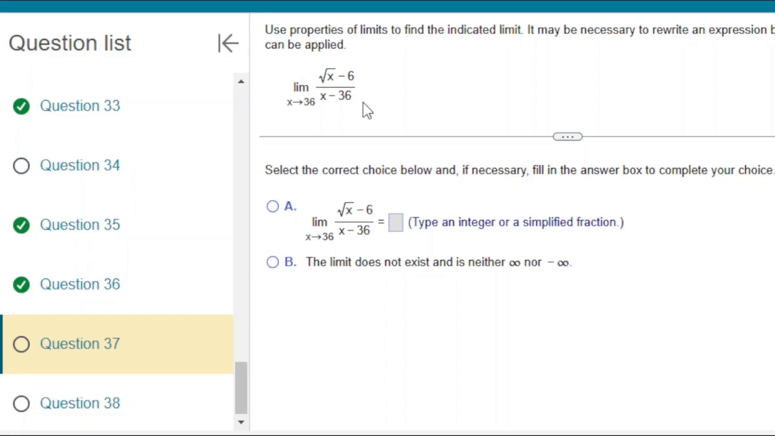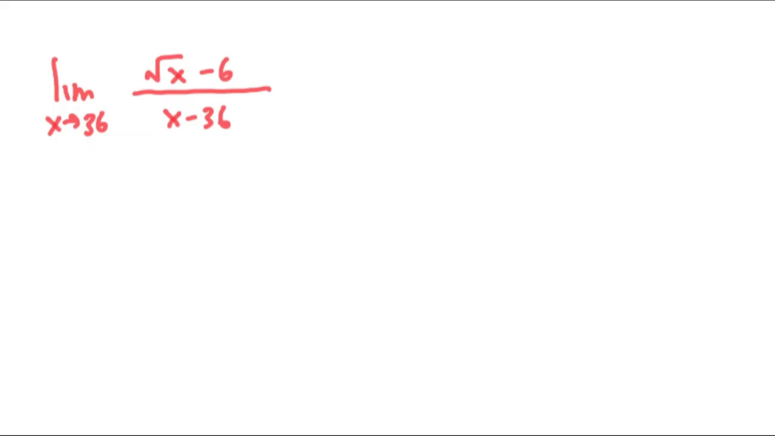But notice, we can't really factor things. I guess you could factor the denominator if you're really clever, if you use square roots. So how could I find this limit? Again, when we plug in 36, we get 0 over 0, which is an indeterminate form. 0 over 0 is undefined, but that doesn't mean the limit does not exist. In fact, the limit is going to exist.